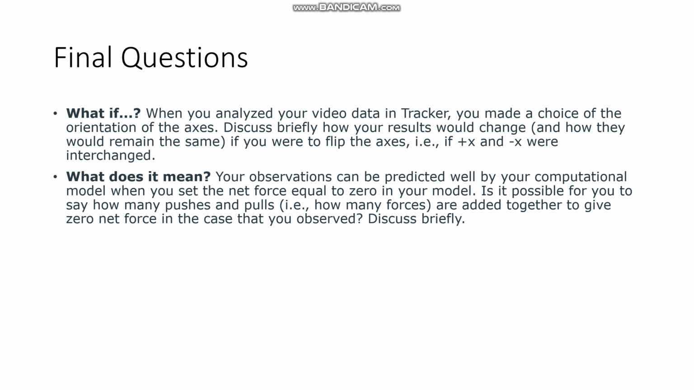If we flipped our axes, i.e. if positive x were switched to negative x, the only difference would be in the actual motion shown on the graph. It would start high and then go more and more negative. And the linear line would just go completely negative, and it would still be a linear plot.